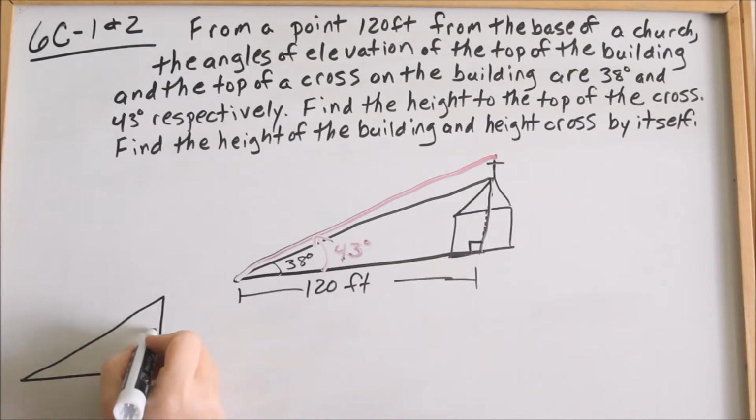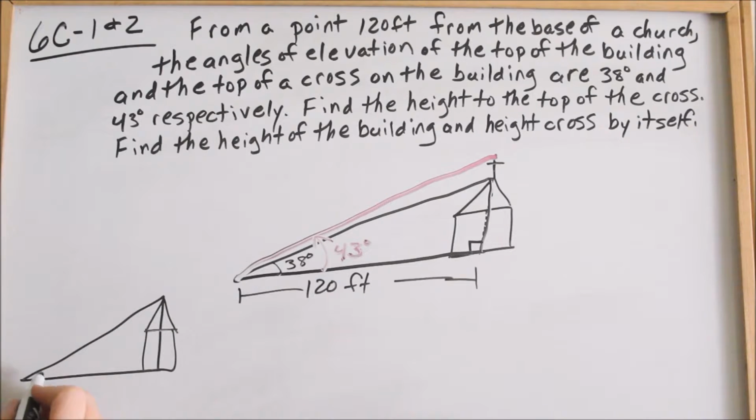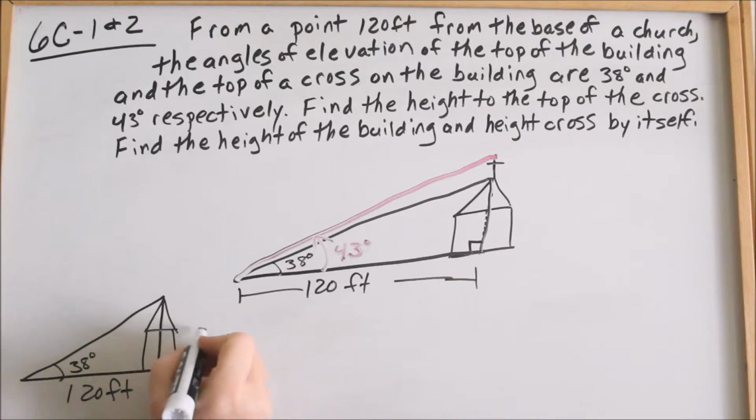So this is the top of the church. That's the top of the building. This would be 120 feet. This right here is 38 degrees. And one of the questions is, find the height of the building. So we're just going to call that B. We're going to call this side B for building.